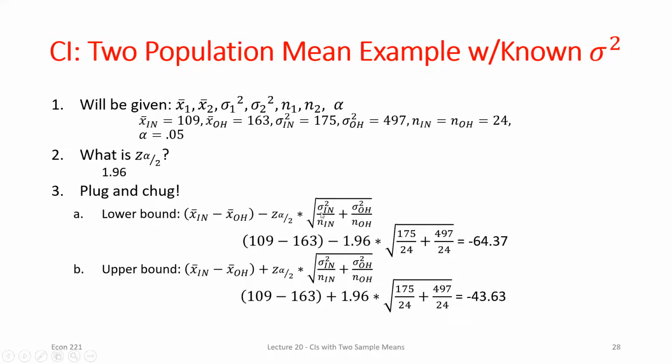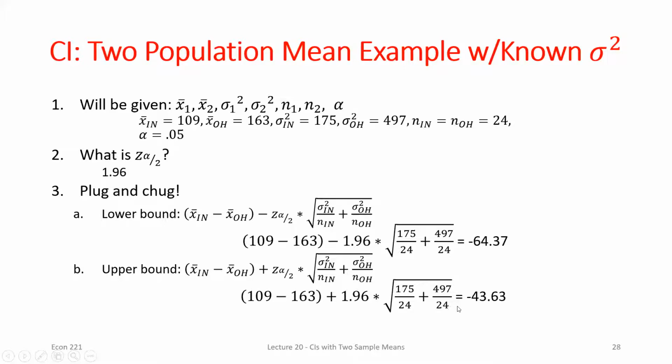Sometimes it's easier, just like in the previous examples, to calculate this standard deviation of the differences first, and then plug that value in. So create an intermediate step there. That's okay if you want to do it that way. For example, take the square root of 175 over 24 plus 497 over 24. Whatever that number is, then just write that in and plug it in. It might be a little bit easier sometimes to do that intermediate step, okay?